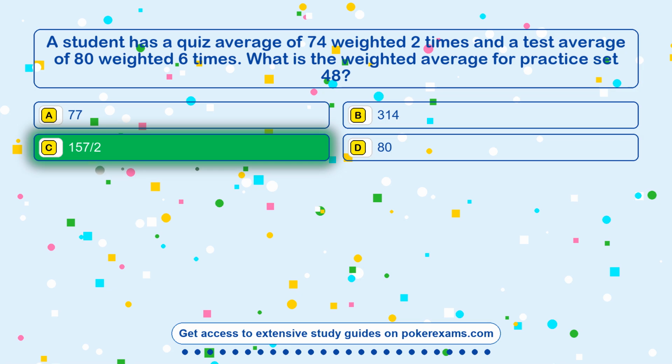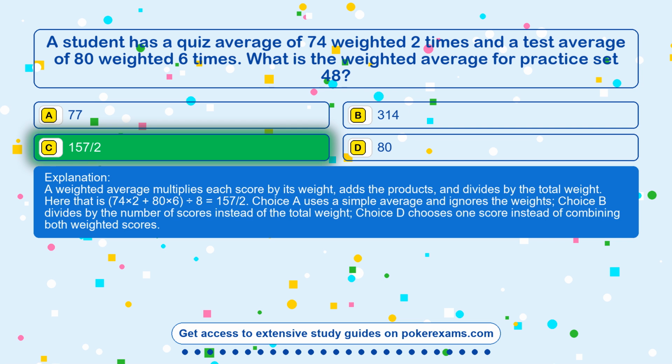The correct answer is option C, 157/2. A weighted average multiplies each score by its weight, adds the products, and divides by the total weight. Here that is 74 times 2 plus 80 times 6, divided by 8 equals 157/2.